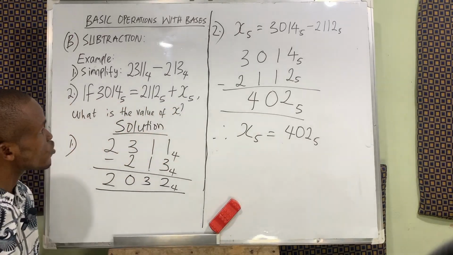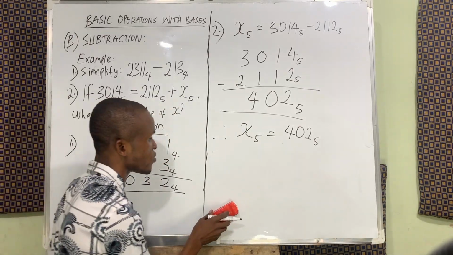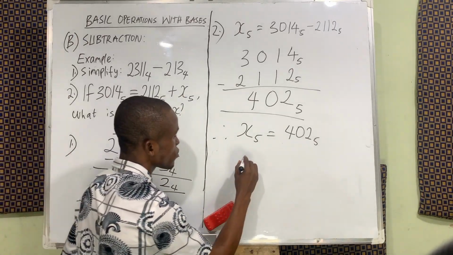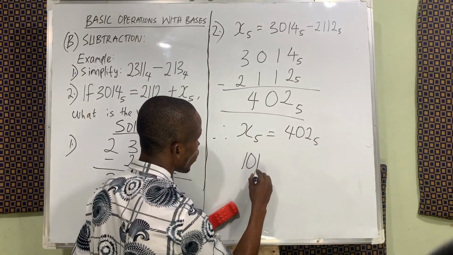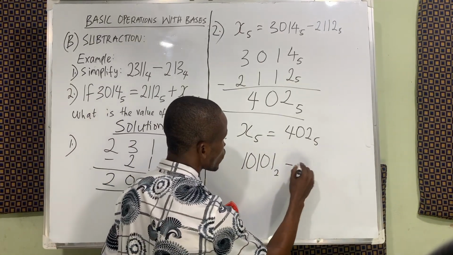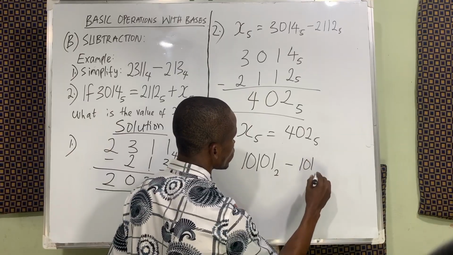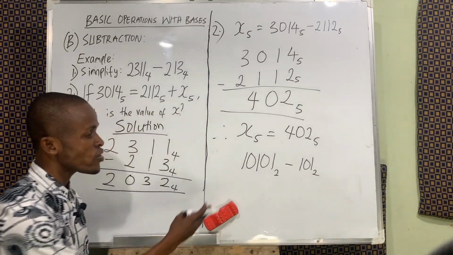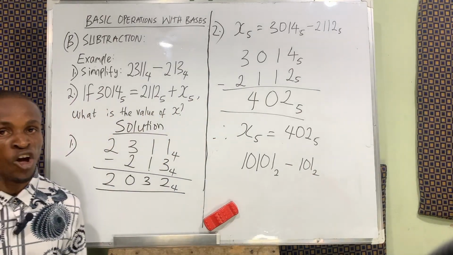Alright, at this point, I want us to try this as our exercise. Let's subtract 10101 in base 2 minus 101 in base 2. Let's try this and drop the solution in the comment section.